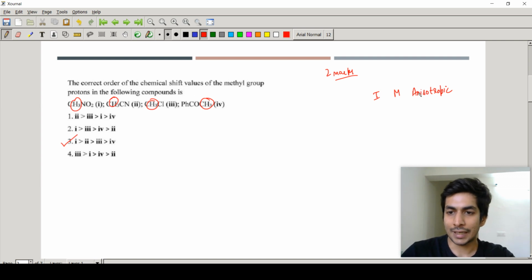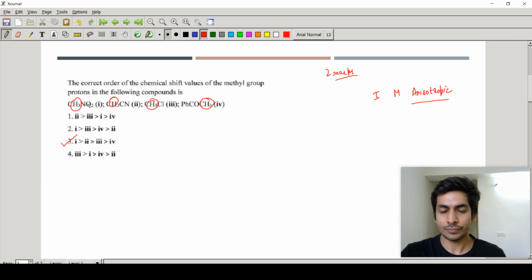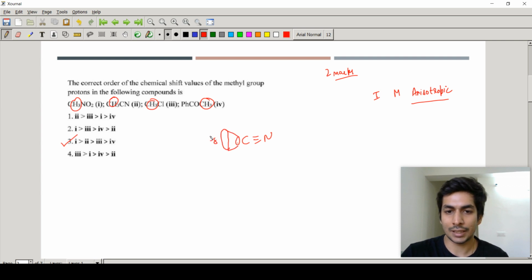Now when I said anisotropic effect, among these four options, the nitro group shows an anisotropic effect, and so does the nitrile group. But the anisotropic effect of the nitro group is not that great, and even if it is there, it will favor the methyl coming downfield, or at a higher chemical shift. But nitriles are very similar to your alkynes. Like in alkynes also, generally we draw a cone like this, and the cone over here has delta negative charge.